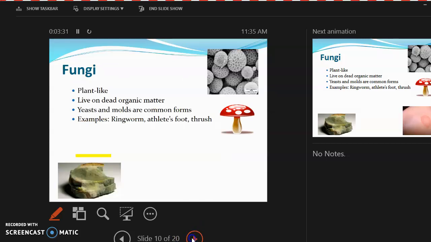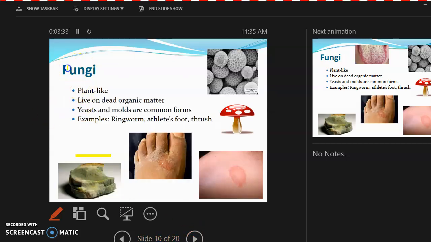So fungi. Fungi is plant-like, like mushrooms. They live on dead organic matter. Yeast and mold are common forms of fungi, and the examples are ringworm, athlete's foot, and thrush. I don't know that we really see thrush anymore. We do see ringworm a lot, and a lot of people get ringworm from muddy water, because there's fungi in there, and that's what ringworm looks like. And then athlete's foot is what that looks like.